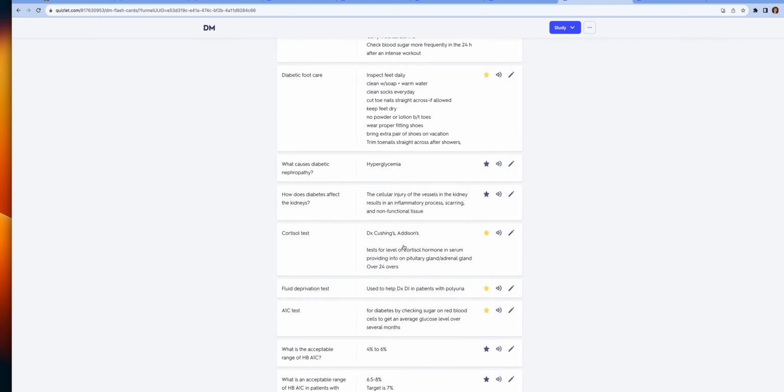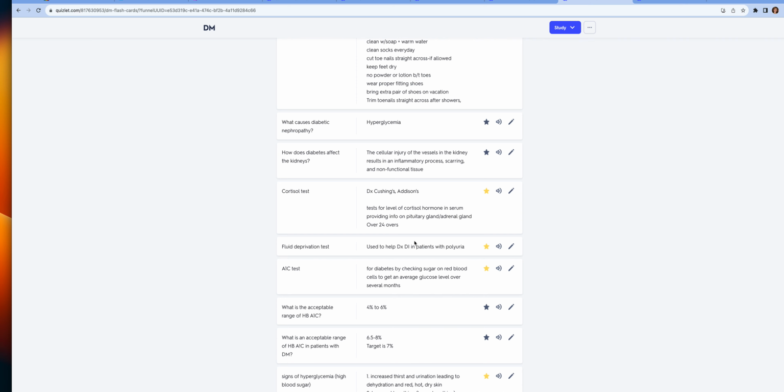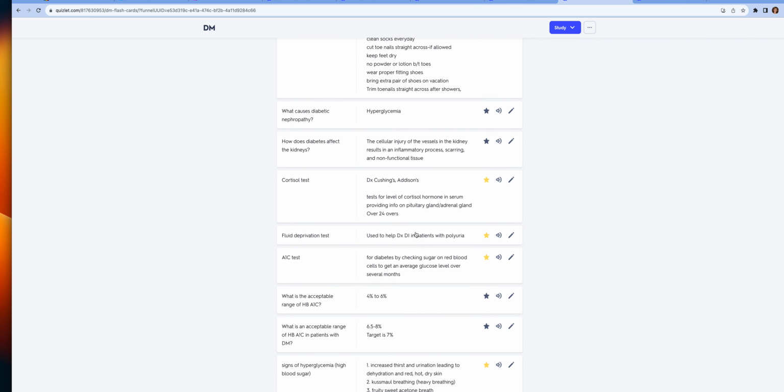Okay, so the cortisol test is done to diagnose Cushing's and Addison's, so don't get it confused with other tests that we do for diabetes like the A1C. And it's done over 24 hours, so they're going to be woken up in the middle of the night.